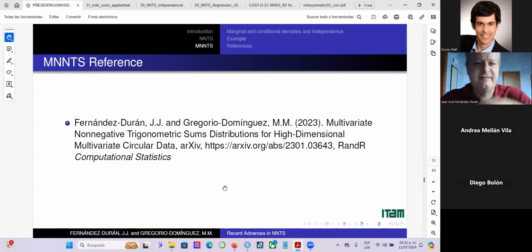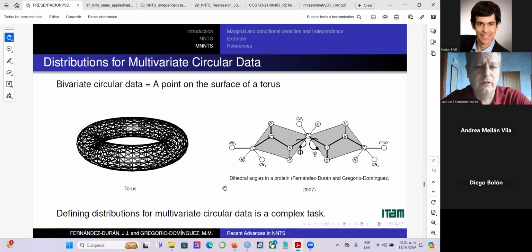What we tried was to extend the non-negative trigonometric sum models to the multivariate circular case. Of course, now the data occurs on a torus, for example, in the bivariate case, on the surface of a torus. As in previous talks, the dihedral angles are one of the best known cases where this kind of model is applied. What we tried was to extend the univariate model to the multivariate case.